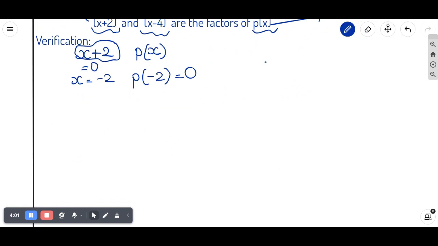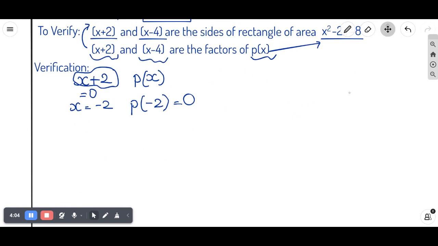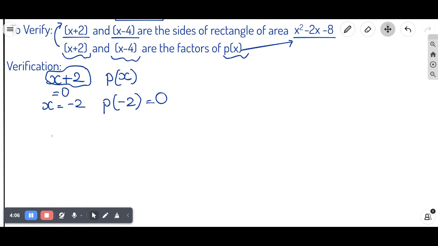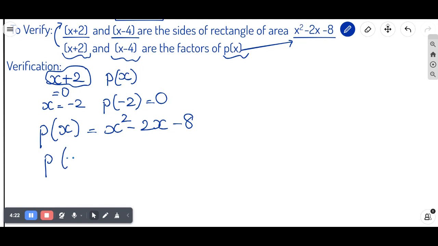p(−2). So p(−2) means we want to know our p value. So p(x) is equal to x² − 2x − 8, right? So p(−2) means instead of x, put your value as −2. (−2)² − 2 into all where you have got x, put −2, − 8.